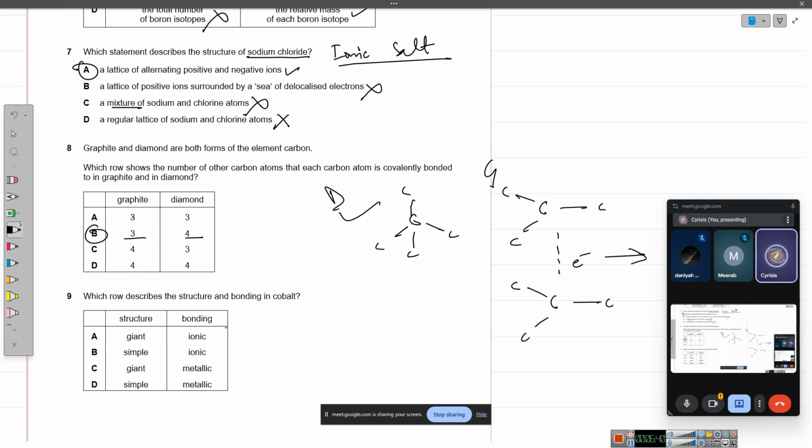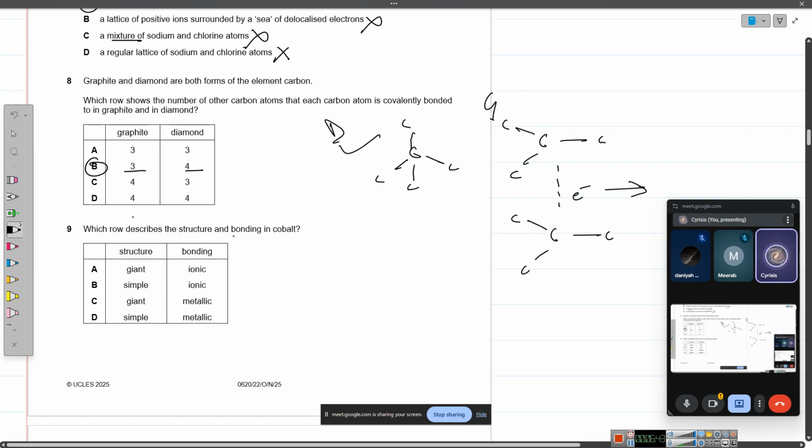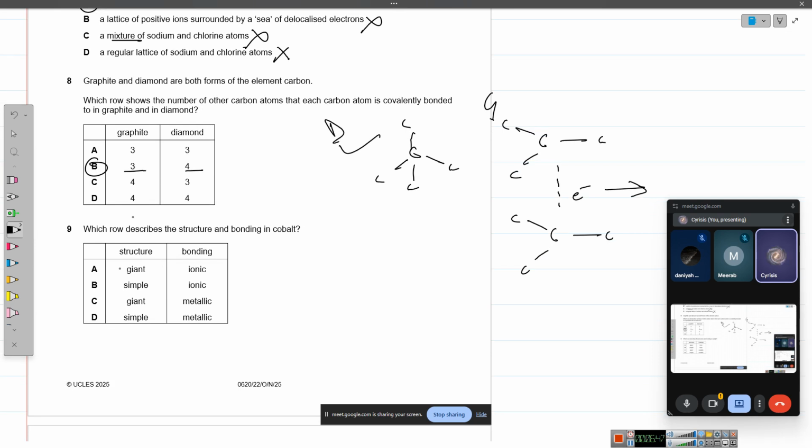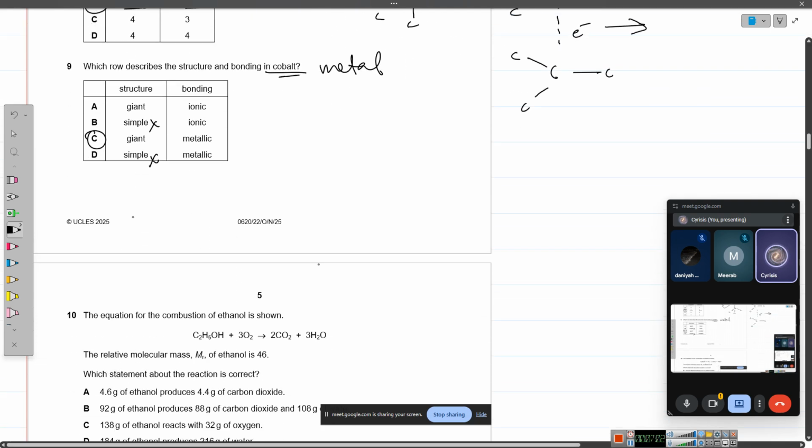Diamond and graphite. Okay, which row describes the structure and bonding in cobalt, right? The structure in cobalt, it's a metal, so keep in mind it's going to be giant, it's not going to be simple. So simple is out because metals are large structures, and it's not going to be ionic, it's going to be metallic. So the C, right? Since it's a metal, that's going to be metallic bond, right?